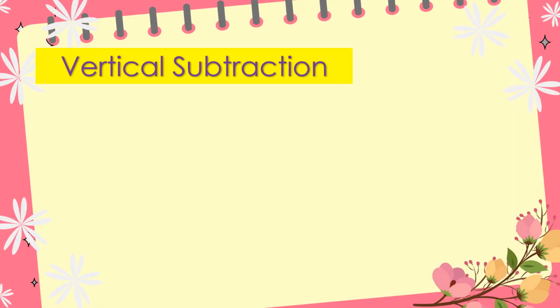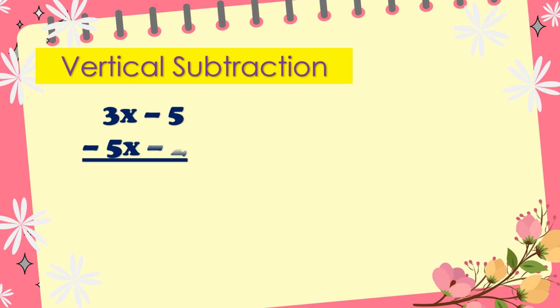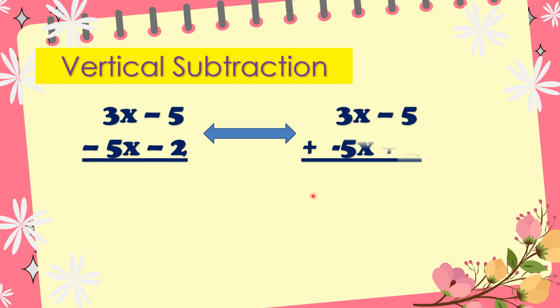Here are the steps in vertical subtraction. The given is 3x minus 5 minus the quantity 5x minus 2. So, i-rewrite natin yan kasi vertical tayo. In such a way, natandaan natin na magkakatapat lagi yung similar or like terms. So, pag nag-rewrite tayo, kukopyahin natin yung minuend o yung unang given, and then papadala natin yung sign ng subtrahend. So, positive naging negative, negative naging positive, tapos from subtraction magiging addition.